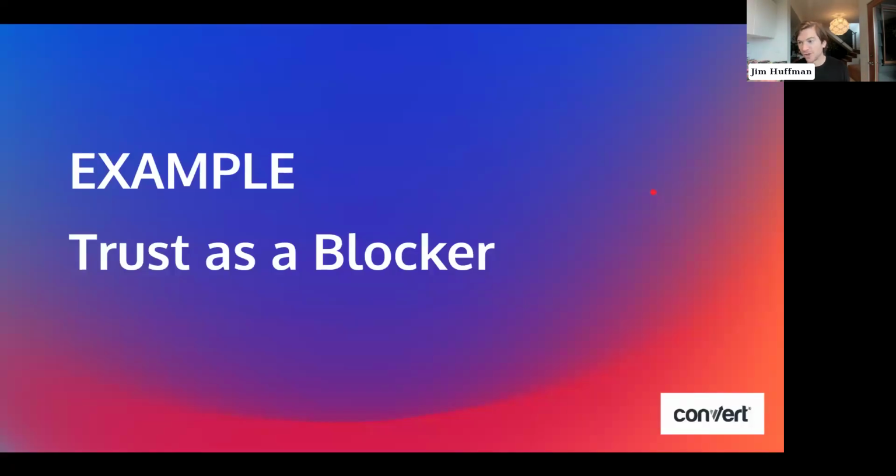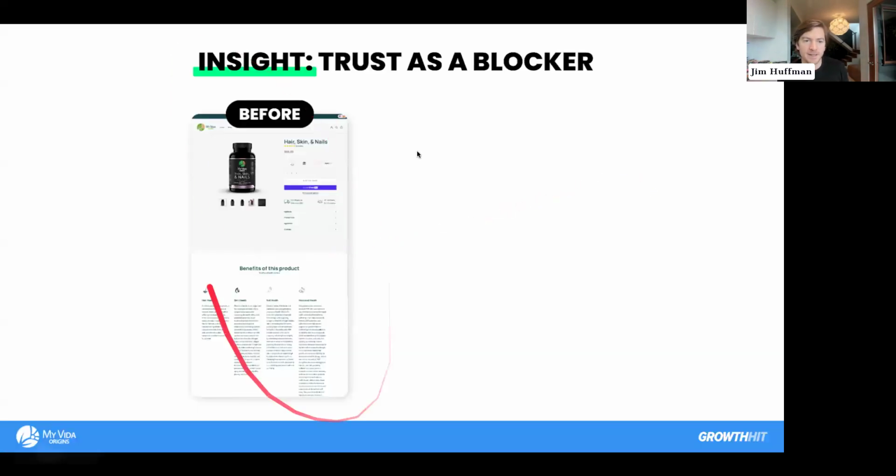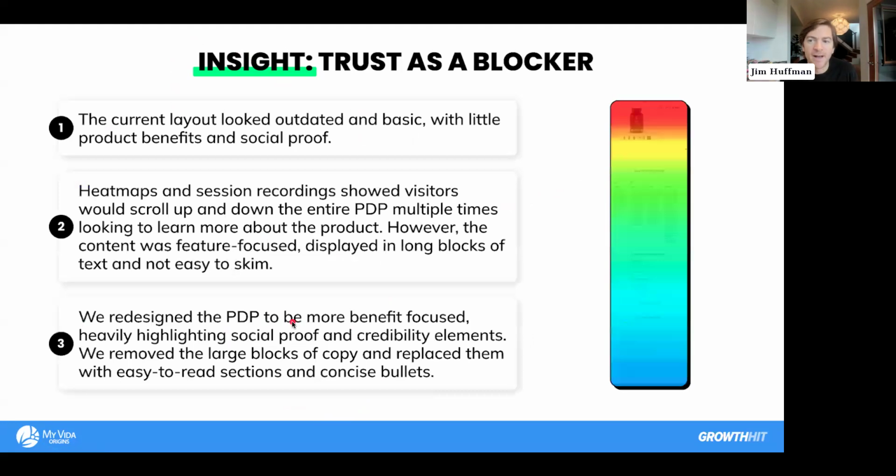All right, let's go to trust. Trust is a problem, right? It's like, I've never heard of your brand. I don't know who you are. Why should I work with you? Is this product even going to work? So this is a supplement company we had for hair, skin, and nails. And so with My Vita, here's what was actually kind of interesting.